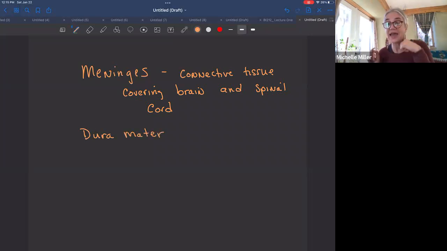And notice that I have no T, I only have 1 T in there. And that is because that actually means the mother. So the dura mater is your tough mother. This is a thick white covering. It is the outermost layer.